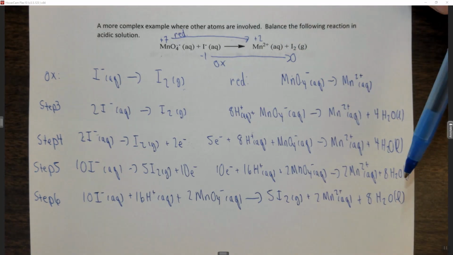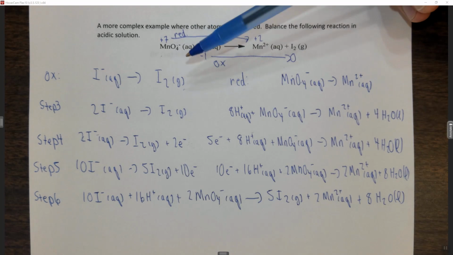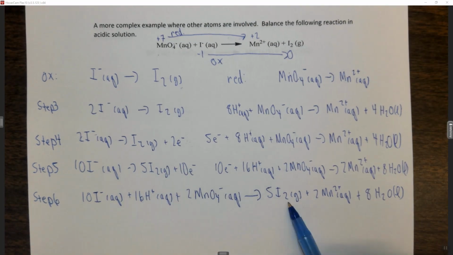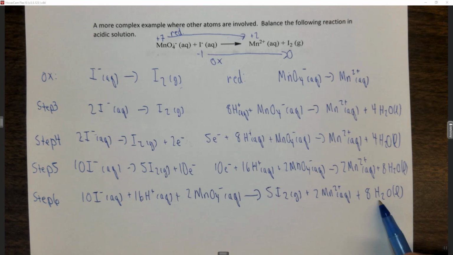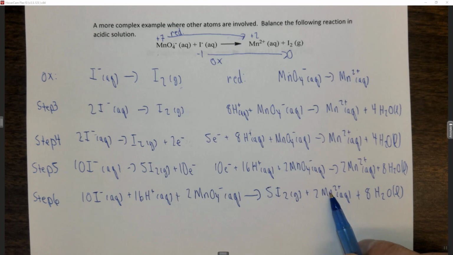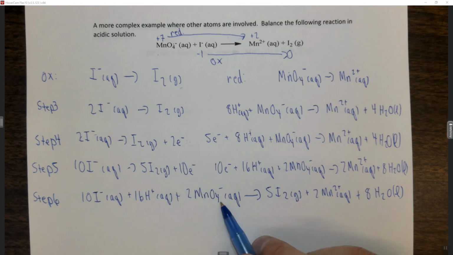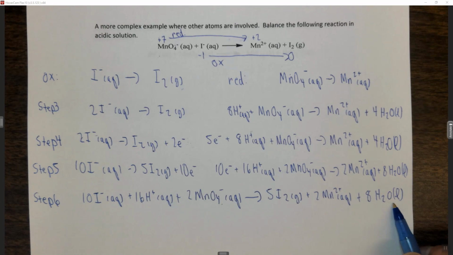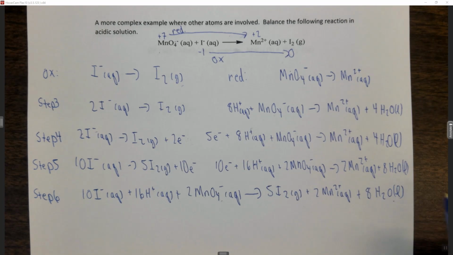The nice thing about this is you could check your answer. All right, so the first thing I'm going to do is check the elements. I have 10 iodines, and 5 times 2 is 10 iodines. I have 16 H pluses and 8 waters, or 16 H's. Okay, I have 2 manganese, I have 2 times 4, which is 8 oxygens, and 8 waters has 8 oxygens. So the masses work.